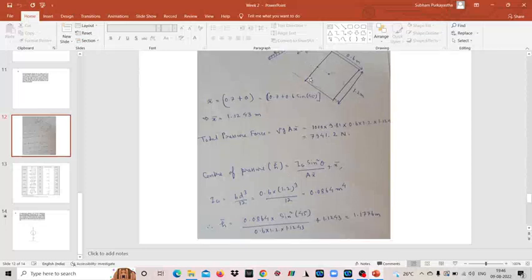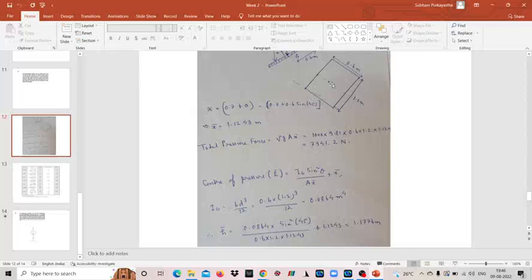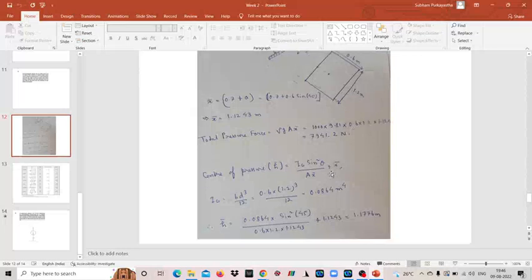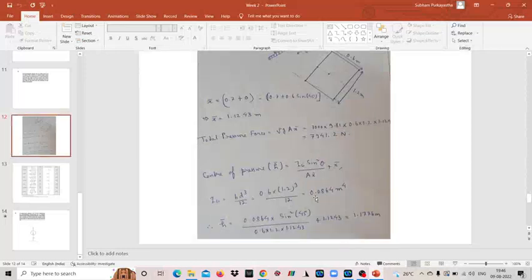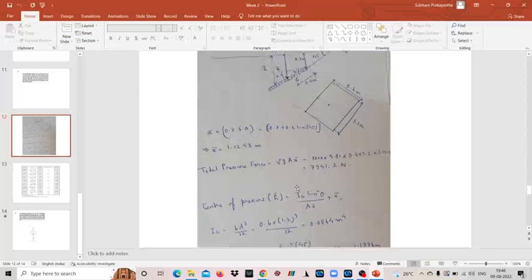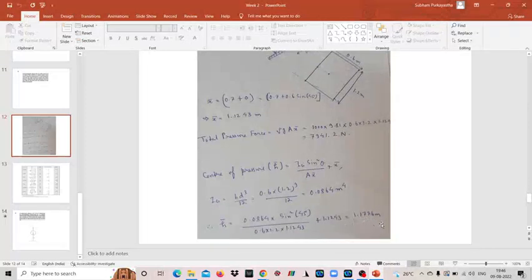Where this IG is with respect to the centroidal axis, that is with respect to G, it cuts the dimension 1.2 meters. So it is basically 0.6 into 1.2 cubed, 1.2 raised to the power 3, by 12. This is the value of IG, 0.0864 meter to the power 4. Then simply by using these values in this expression you will get the location of the center of pressure, that is h dash from the free surface, which is 1.1776 meter.